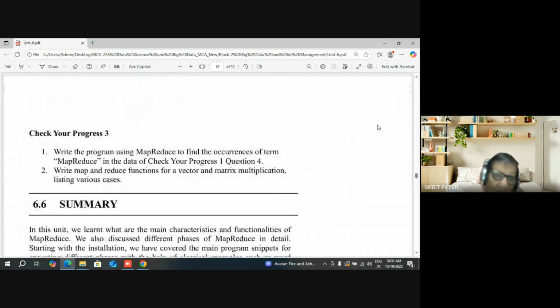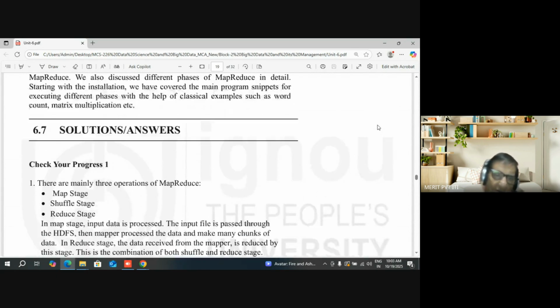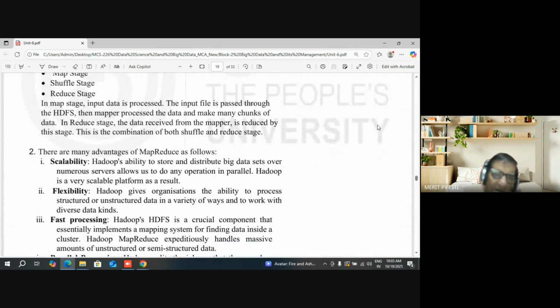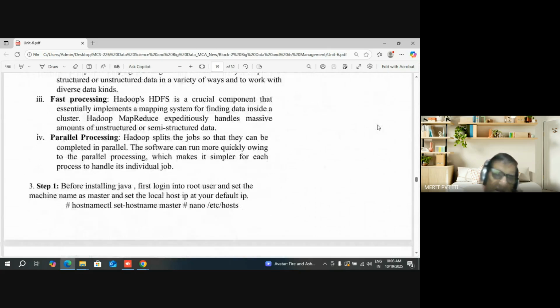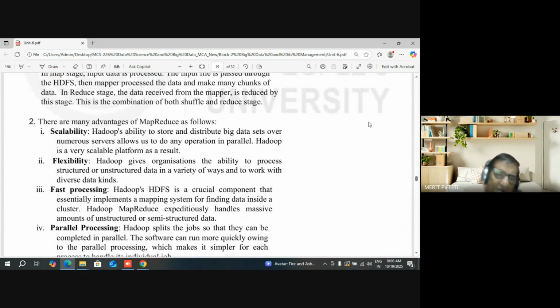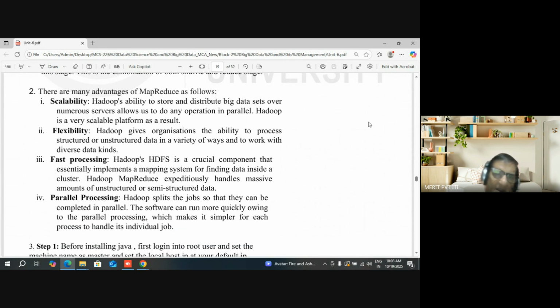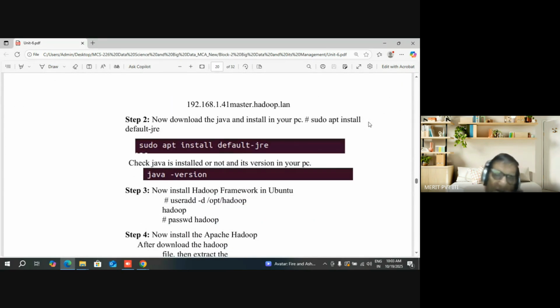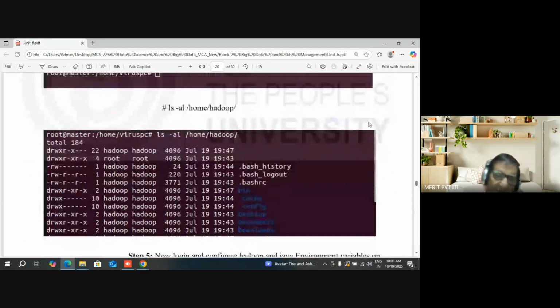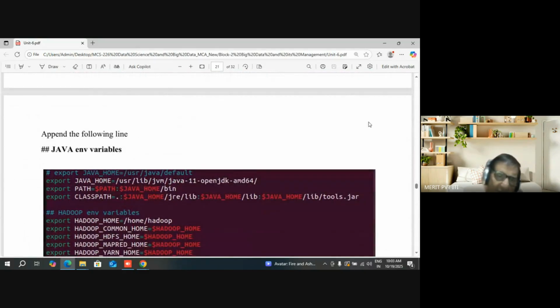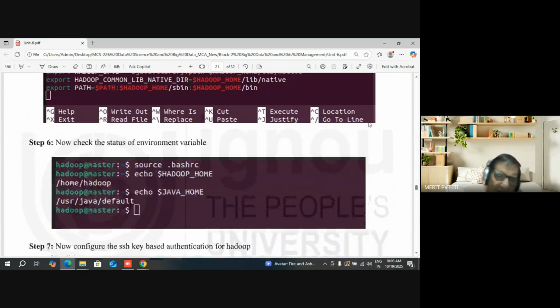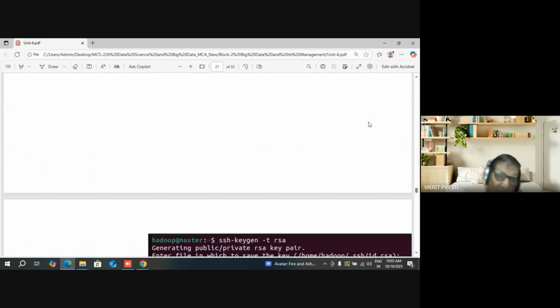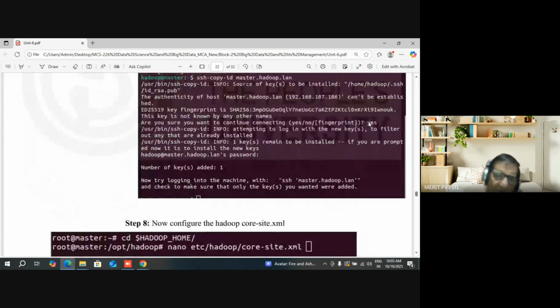So you have to see this whole programming logic so that you can understand the scalability, flexibility, fast processing, and parallel processing. There are many advantages of MapReduce as follows. So these are the 4 things which are advantages. Programming setup, it has been given in the full program so that you can really go through the process very carefully.